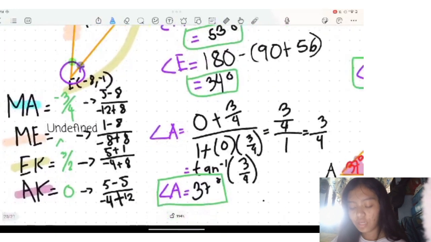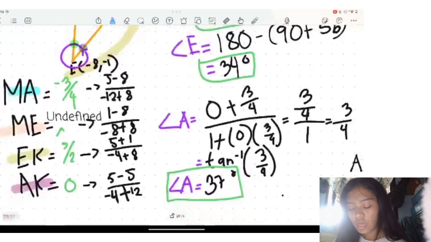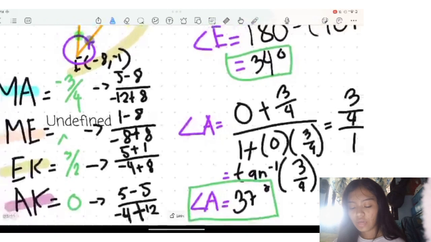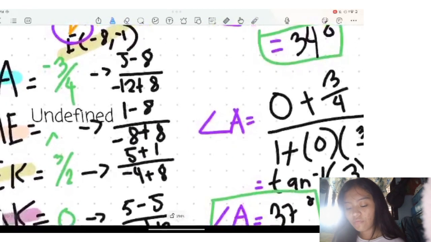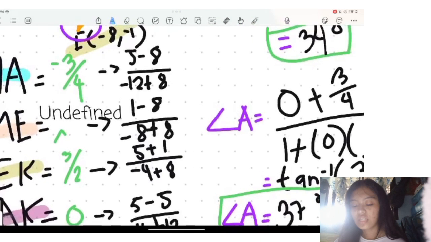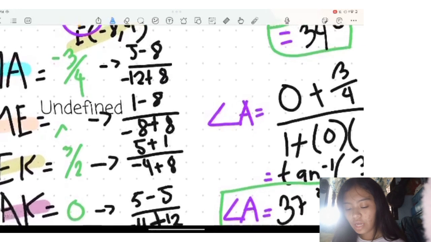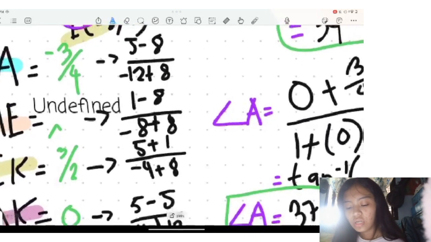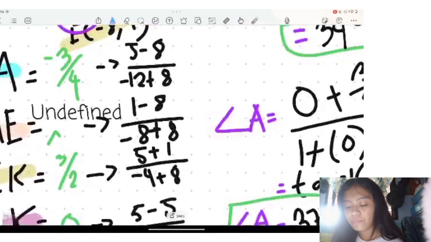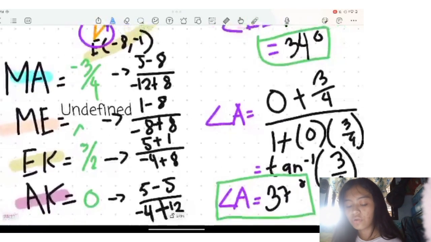While for the ME, ang y sub 2 is 1, and yung y sub 1 is 8, and x sub 2 is negative 8, and yung x sub 1 naman is negative 8 din. So, kaya naging plus siya. 1 minus 8 is equal to 7, and negative 8 plus 8 is 0. Kaya undefined ang slope dahil yung denominator is 0.